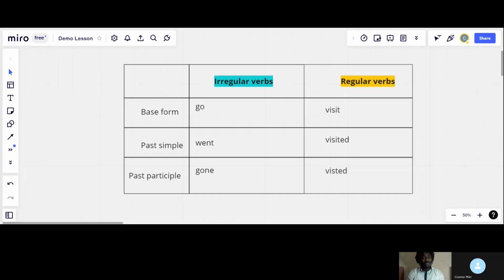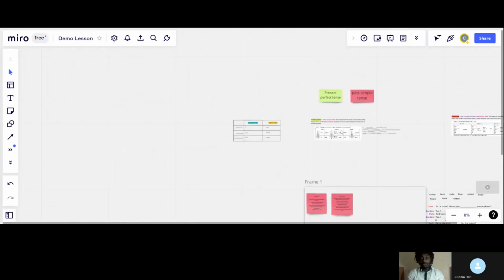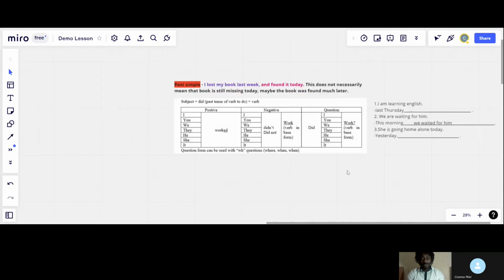What of an irregular verb? For example, go. So you have go, and then past simple, went, past participle, gone. They are all three different forms. You have to learn these words by heart. Don't worry, the further you go in English, the more you understand which words are irregular and which ones are regular. Now, let us move on to past simple.